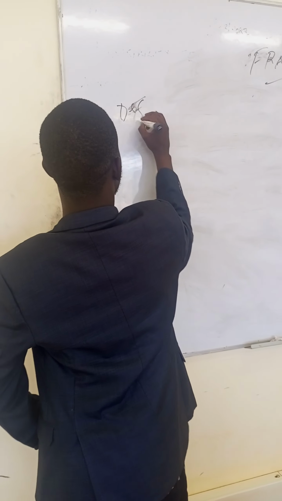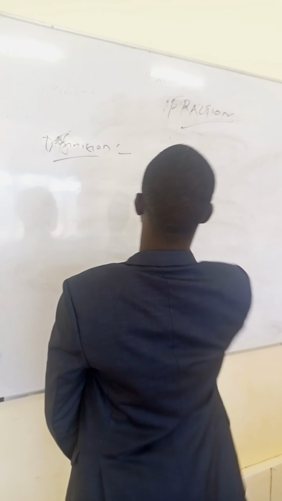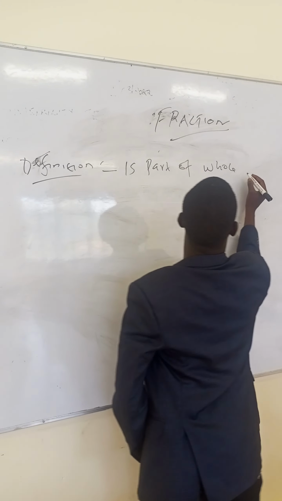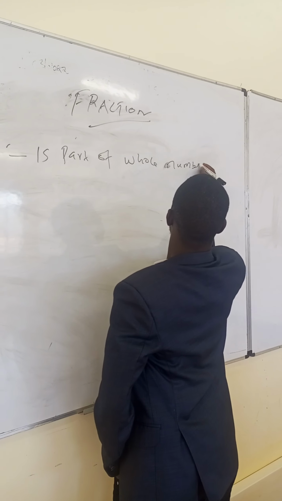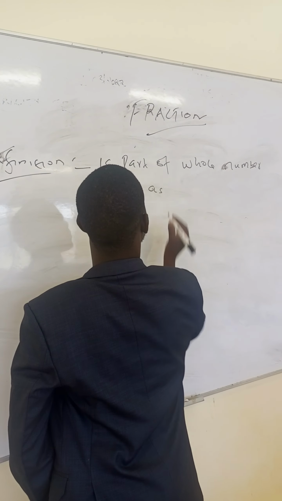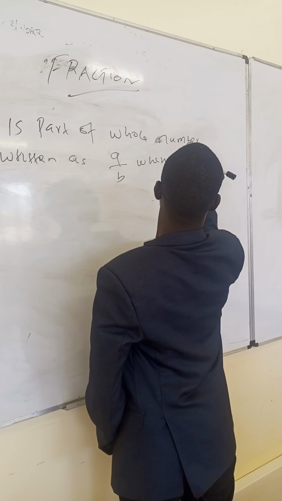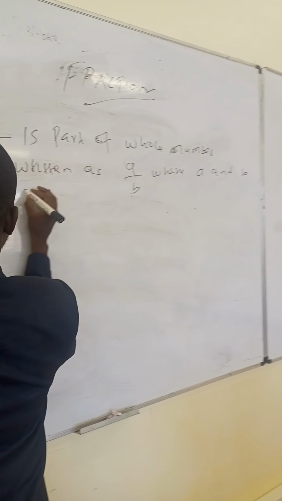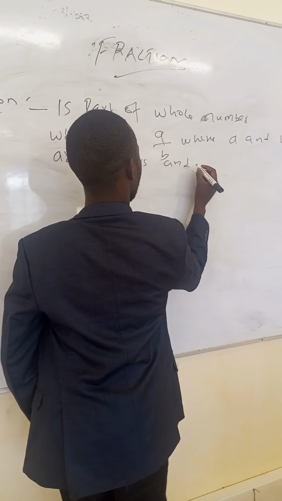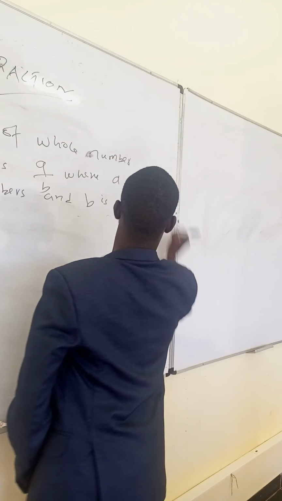Okay, so we can say like this. Let me write the definition. Definition of fraction: fraction is part of a whole number written as A over B, where A and B are numbers and B is not equal to 0.